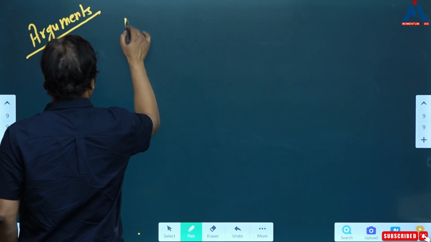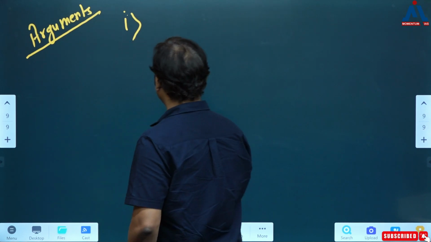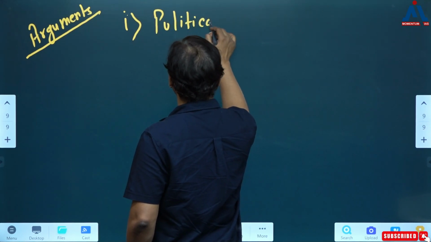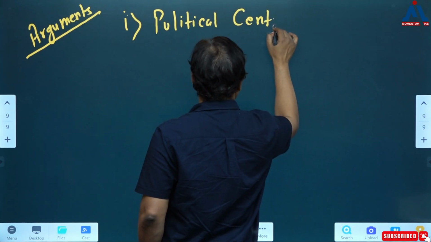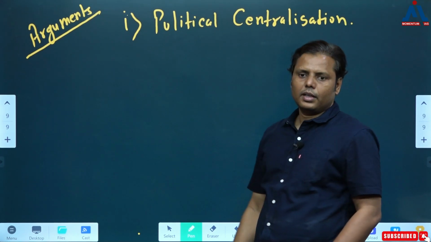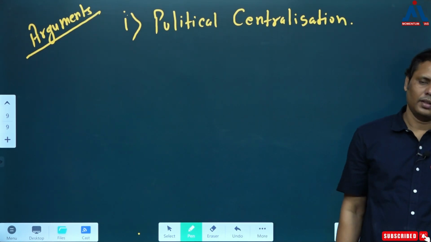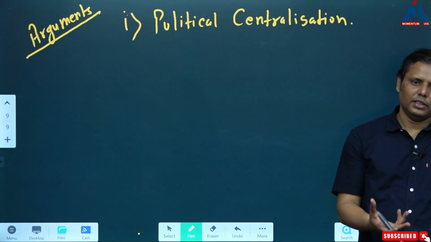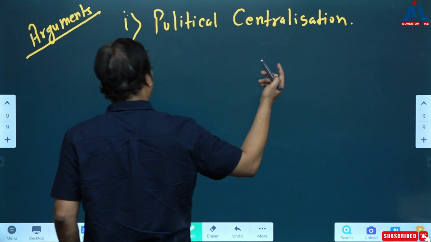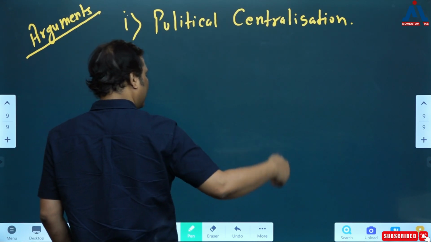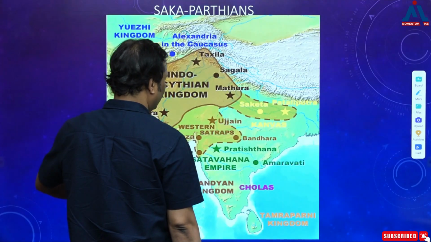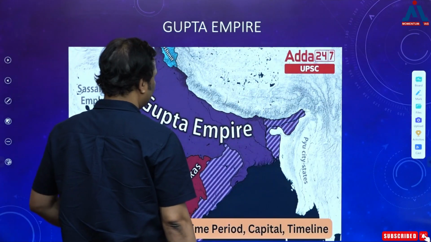Arguments, right? The first argument they have been giving is about political centralization. Correct? I think it's very simple to understand. It's political centralization. So why political centralization? Because they say the post-Mauryan period was decentralized, and again the Gupta period is becoming politically centralized. This is the Gupta empire.